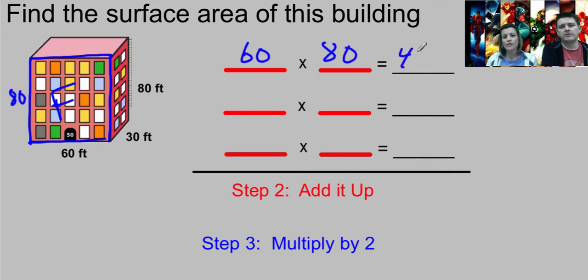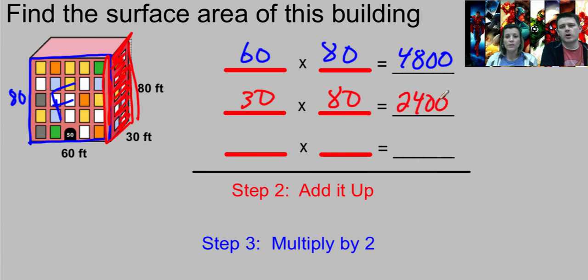Again, 6 times 8 is 48. Add the 2 zeros for 4,800. Then we have our side over here. So we got a 30 by 80. So our 80's been used twice. That's 2,400.